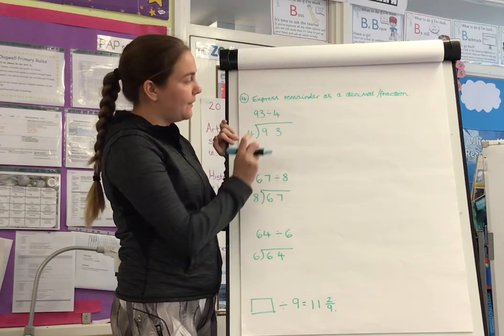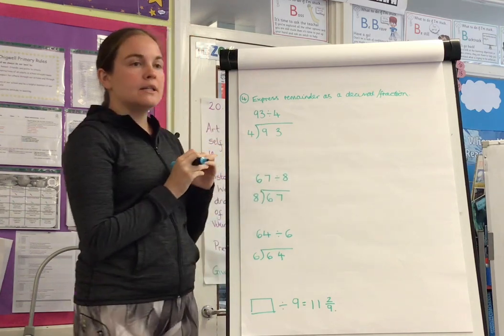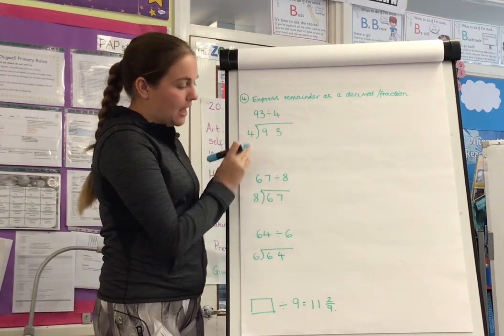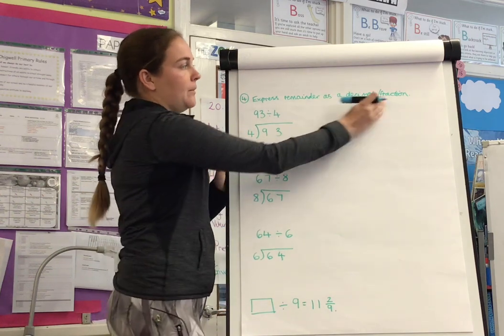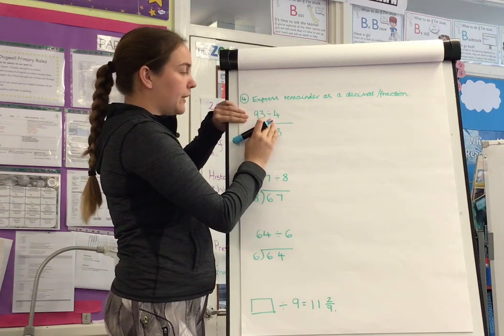Welcome to the fourth lesson of this week, where we're expressing remainders as a decimal or a fraction. So instead of leaving our remainders today, we've got to turn them into either a decimal or a fraction. I'm going to go through each question, and I'm going to show you how to do a decimal and a fraction. So the first question is 93 divided by 4.